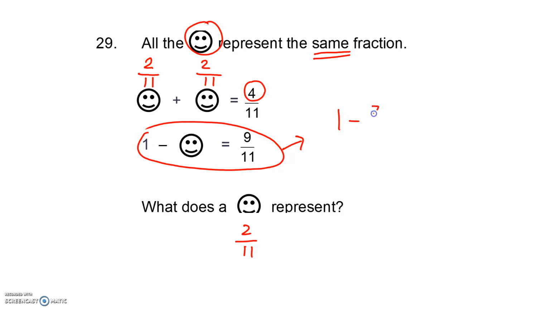1 whole minus 2/11 equals 9/11. Okay, so I can double check, make this into 11/11, which is 1 whole, minus 2/11, see whether I will get the answer 9/11, and yes, I do, so my answer must be correct.